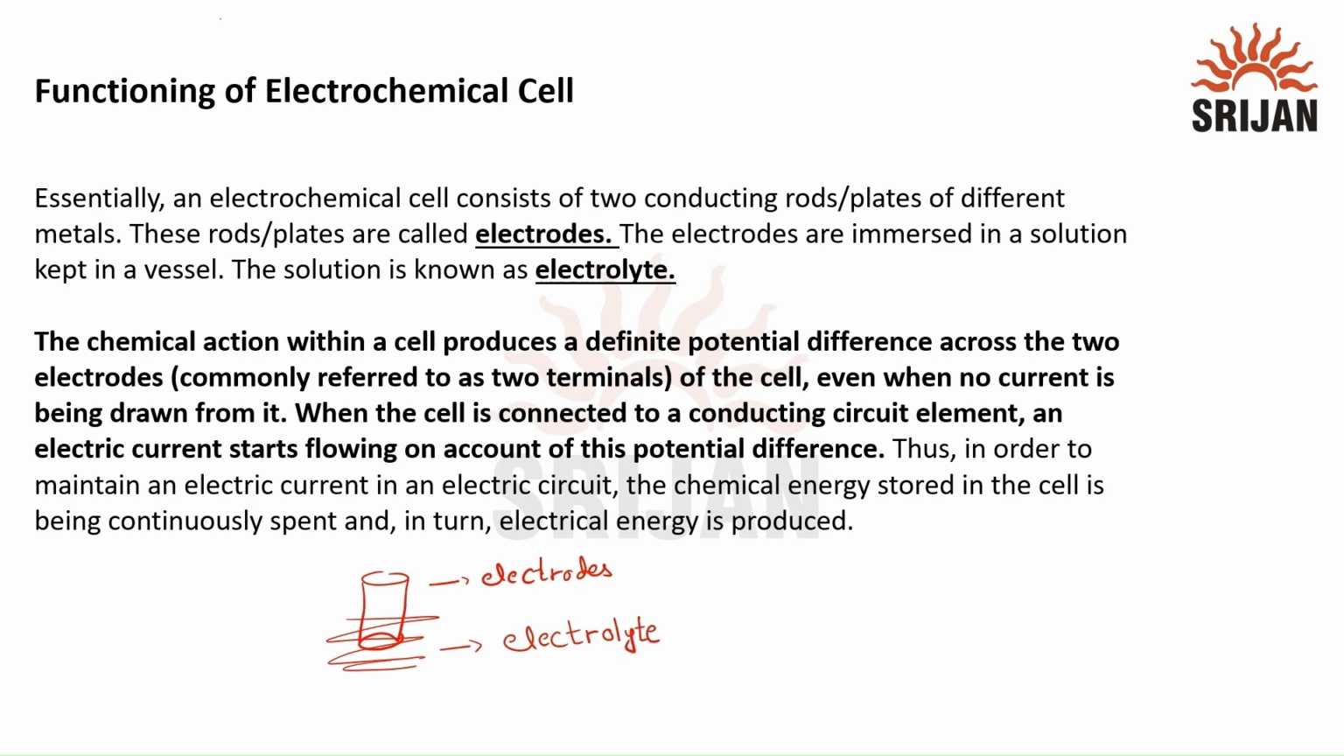When the chemical reaction takes place, it produces a definite potential difference across the two electrodes. And due to this potential difference, when the cell is connected to a conducting circuit, the current starts flowing. Thus, in order to maintain an electric current in an electric circuit, the chemical energy stored in the cell is continuously spent, and in turn, electrical energy is produced.